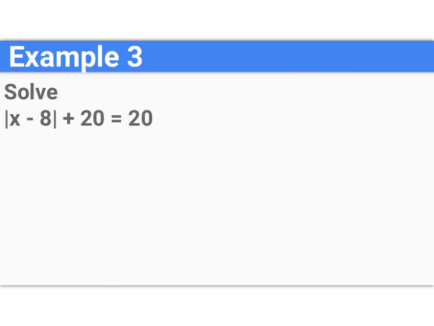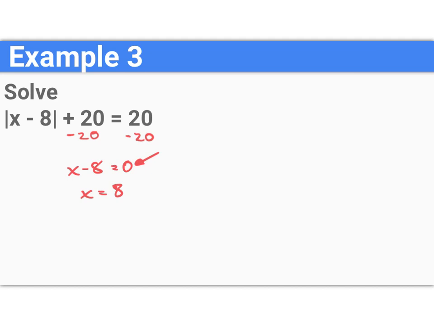Okay, let's look at example 3. So we are going to subtract 20 from both sides. x minus 8 equals 0, and x equals 8. Now, what's strange about this case is this would be the equation you would use, and there 0 is neither positive nor negative, so there should be a negative case for this one.